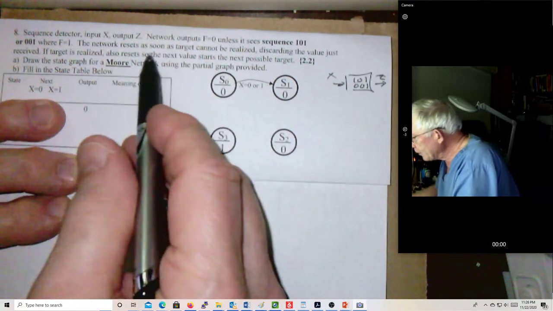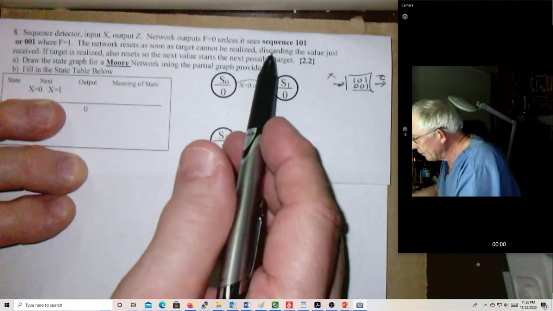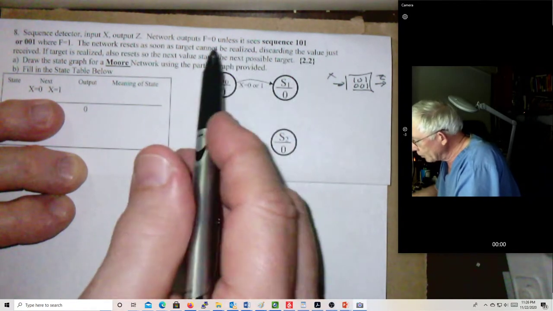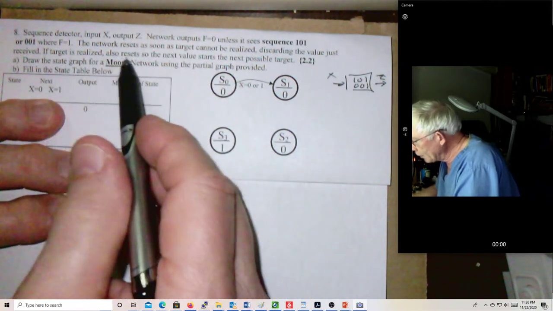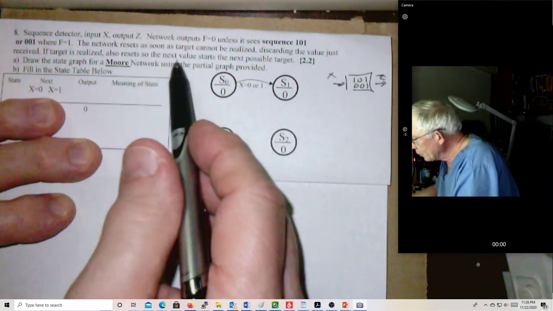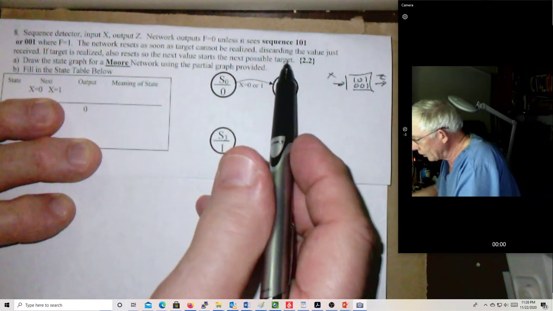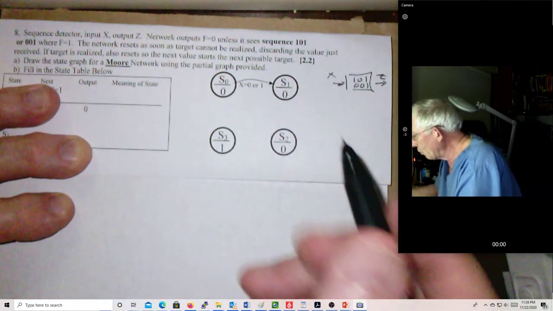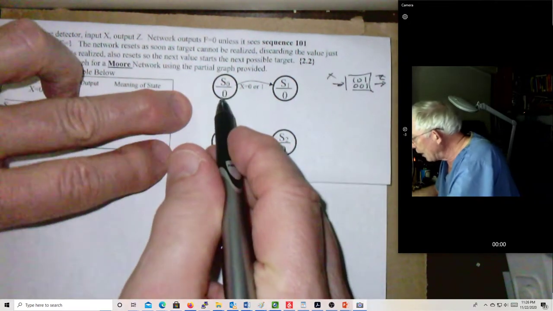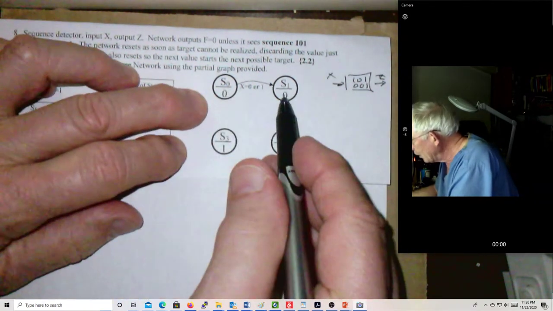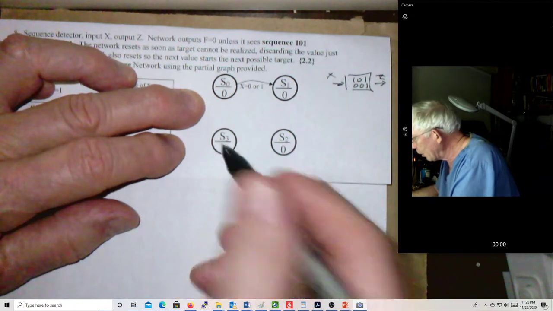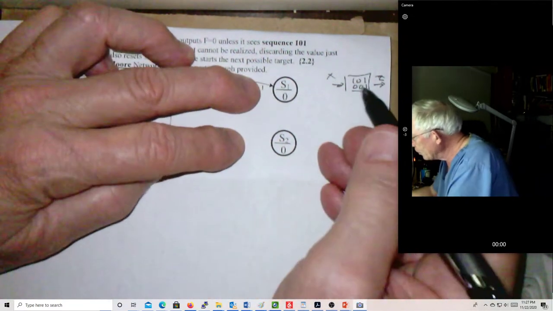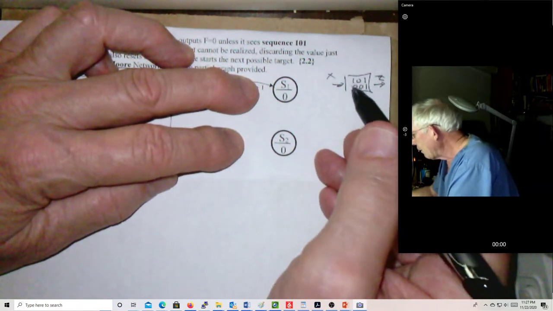Now, the network resets as soon as the target cannot be realized, discarding the value just received. If the target is realized, it also resets so the next value starts the next possible target. Draw the state graph for a Moore network. Okay, so it's Moore, which means this is the output. So for here the output's 0, here the output's 0, here it's 0, but here we have a target, and so it's 1.